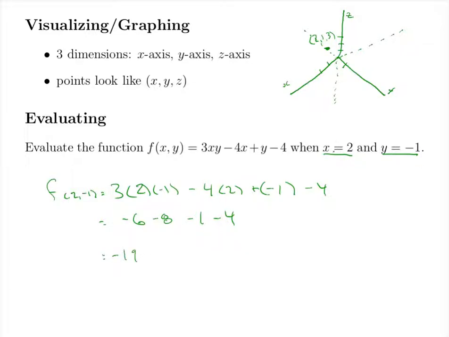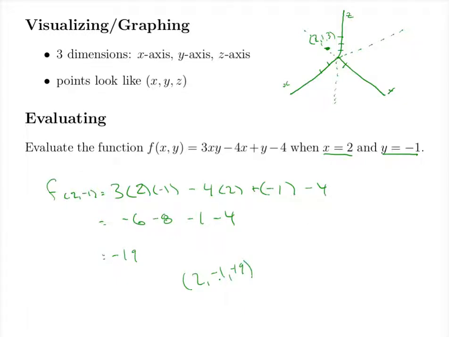So at an x value of 2 and a y value of -1, somewhere around here, if we go backwards on our y value, we end up really far down at -19 for our z value. So we've got a point, 2, -1, -19. So that's all we really have for evaluating things. You're just plugging stuff in.